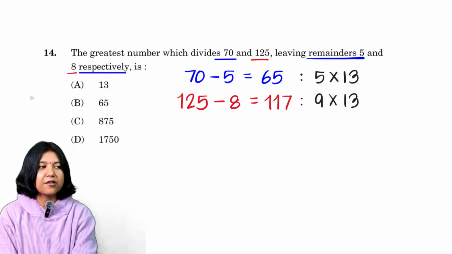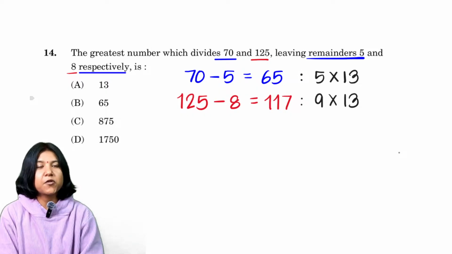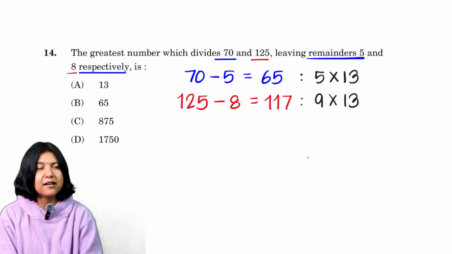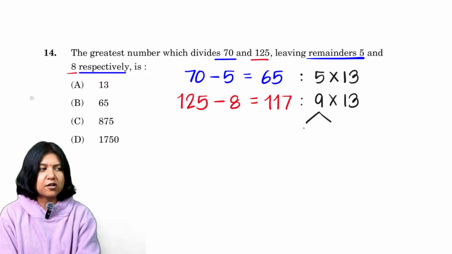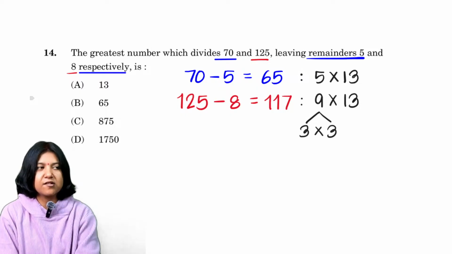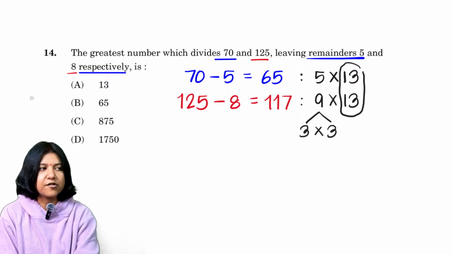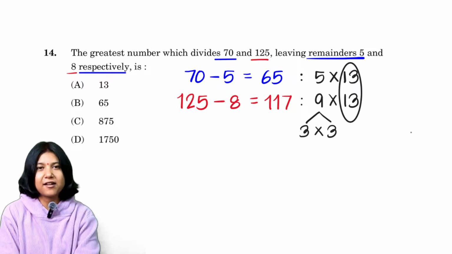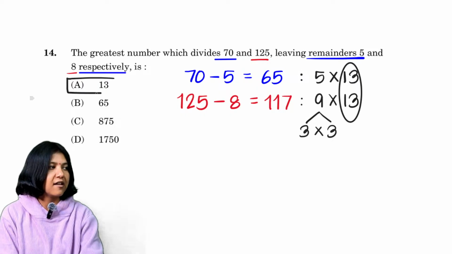Now clearly, it's very important that we prime factorize numbers, and 5 and 13 were both primes. But what about 9? It is not. Yet it is not going to be much helpful. You can skip this still because you know that 5 and 9 do not have anything in common. So the HCF is just 13, right? So the greatest number that will divide both of these numbers, leaving the respective remainders, will have to be 13. So the answer is A, 13.